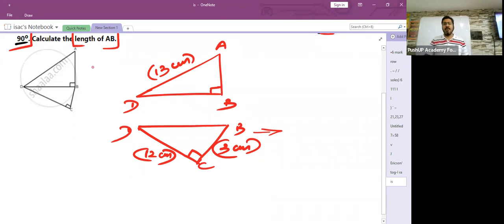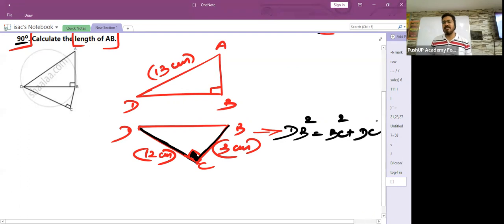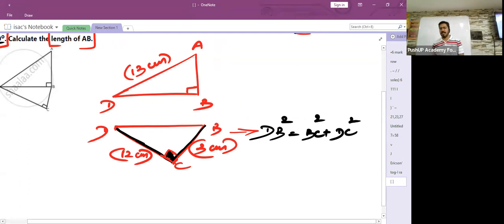Okay. Children, now tell me one thing. Can't we apply Pythagoras theorem on the second triangle DCB? We can apply Pythagoras theorem on the second triangle DCB, if you notice. Why? Because this angle is 90 degrees. So the corresponding base and the corresponding height is already given to us. So isn't it easy to find the value of DB? Children, according to Pythagoras theorem, DB square, I mean, the square of the hypotenuse, should be equal to the sum of the square of the base and its corresponding height, isn't it? So the square of the base means BC square plus square of the height means DC square. Got it? Pythagoras theorem is ready in front of you.